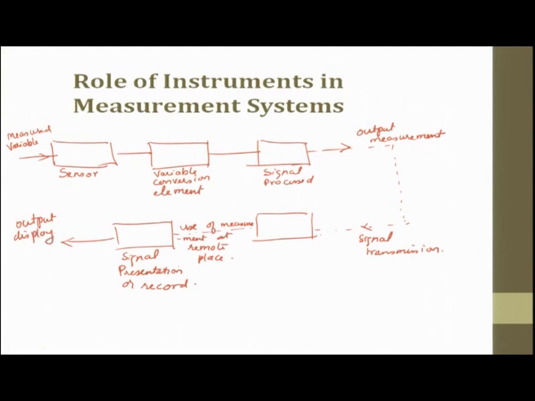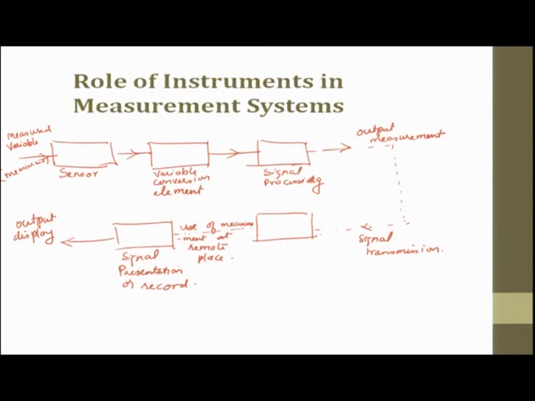Okay. So if you look into the role of instruments in a measuring system, you will have a measured variable, which is otherwise called the measurand. Okay. Then you will have a sensor. From the sensor it goes to various conversion elements, then signal processing, where the signal is getting processed, then you get an output. Whatever output is there is retransmitted, and then here we use the measurand at remote places. You take the signal and then you get the output.